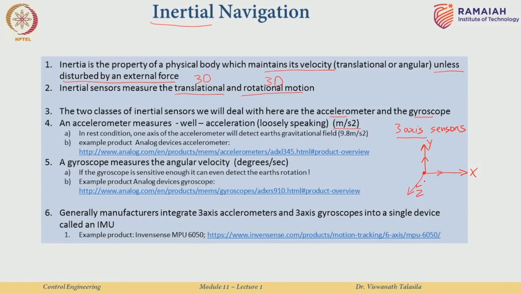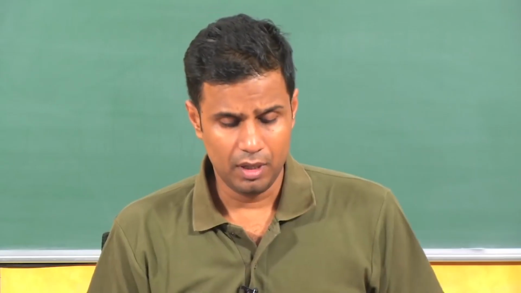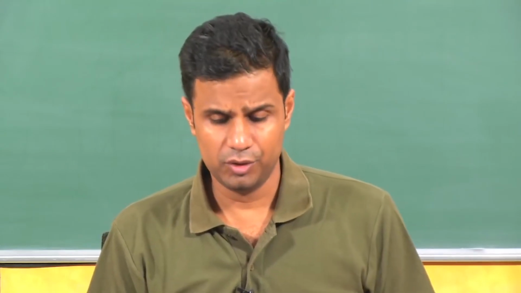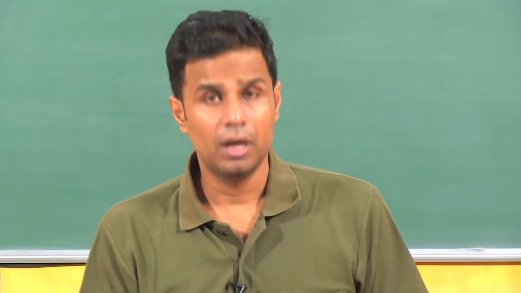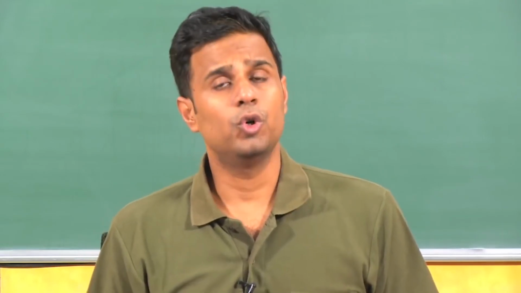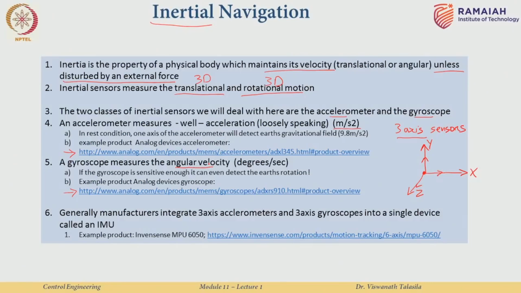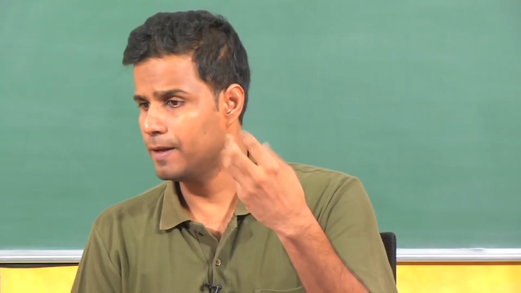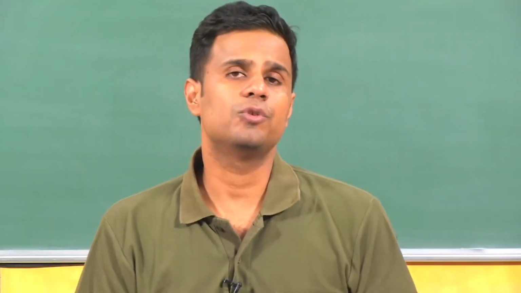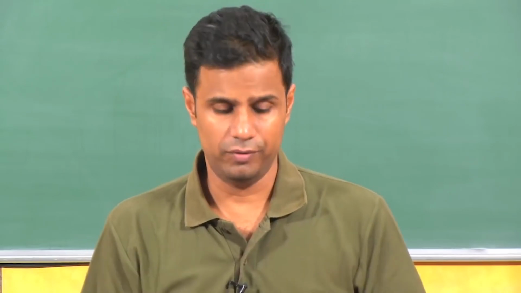I have also included some links for an accelerometer and for a gyroscope. Both are Analog Devices products, but there are plenty of other options as well. There is InvenSense and there are Honeywell products and so on. This is just an example for you to see what these products are about. A gyroscope measures the angular velocity. We will see a little bit later what I specifically mean by this. So the gyroscope is used to measure the rotational behavior of an object. The accelerometer is used to measure the translational behavior of an object. All right.